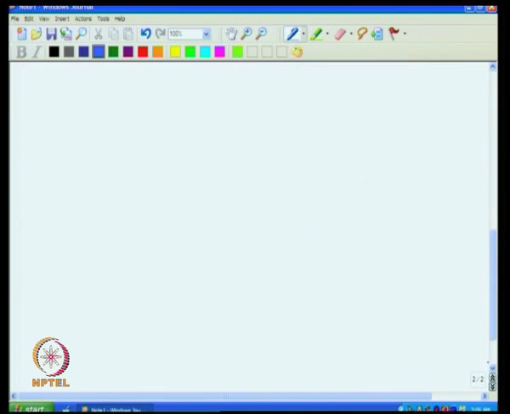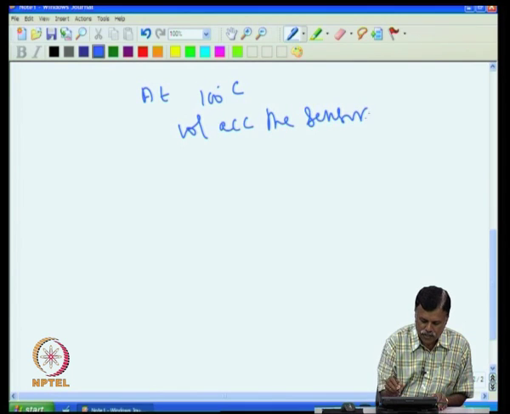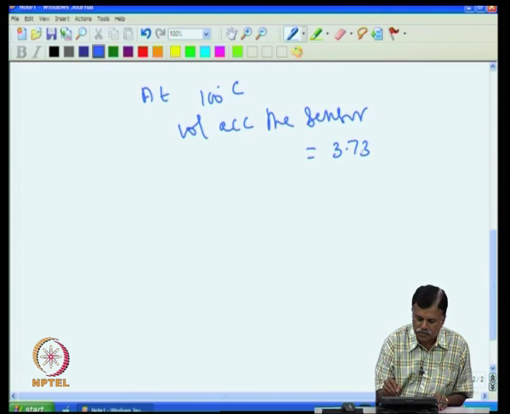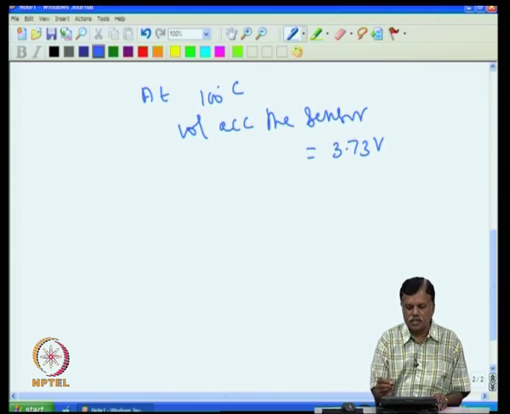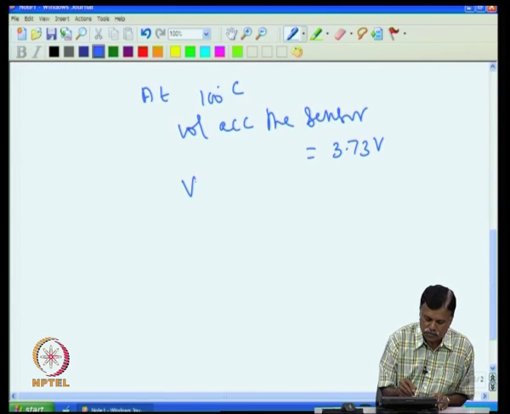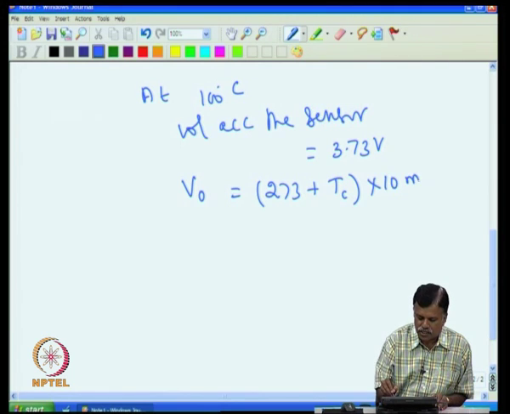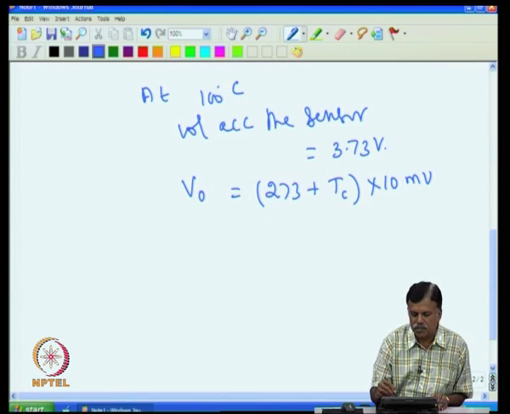Then at 100 degree C, the voltage across the sensor will be 3.73 volt, because 0 degree C corresponds to 273 degree K. So, basically the V output of the sensor is 273 plus temperature in C, into 10 millivolt. That is what the temperature gives. That is why at 100 degree C we will get 3.73 volt.